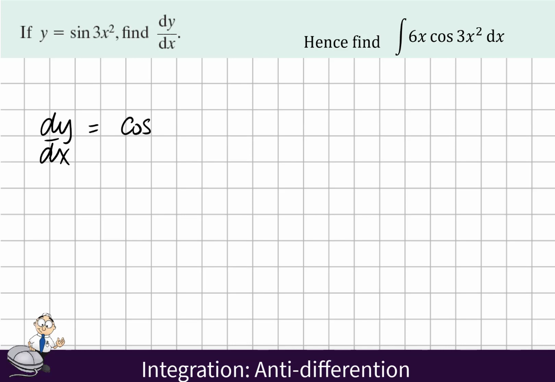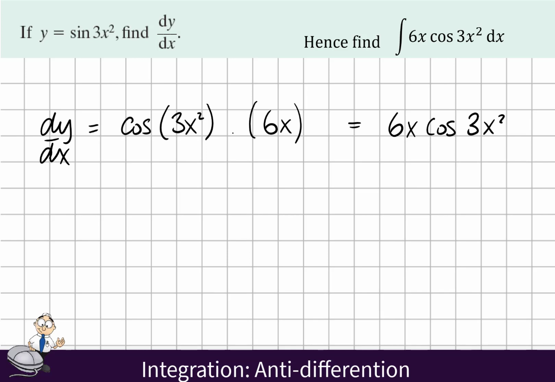When we differentiate sine of an angle, we get cos of that angle. And then we have to apply the chain rule to get the derivative of the inside. And when we differentiate 3x squared, we get 6x. So just tidying this answer up, the answer is 6x multiplied by the cosine of the angle 3x squared.